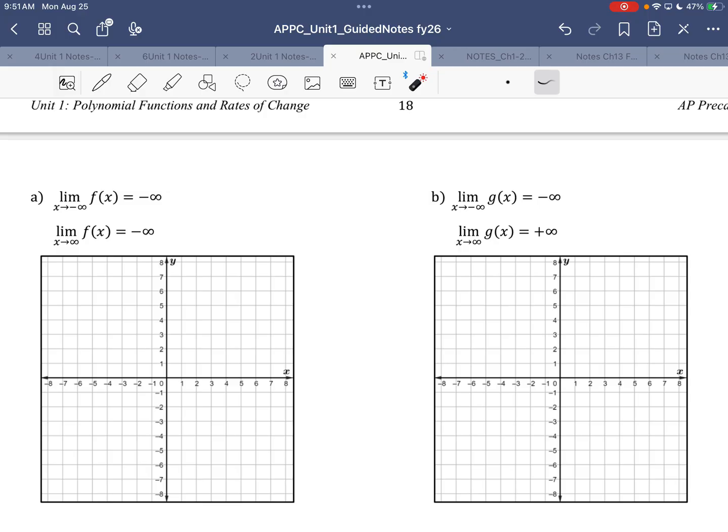So for A, what should your end behaviors be doing? Both going down. So you can do a parabola if you're boring. You can do like an N if you wanted to spice things up a little bit. It's both going down. Not bad, that was cute, good idea.